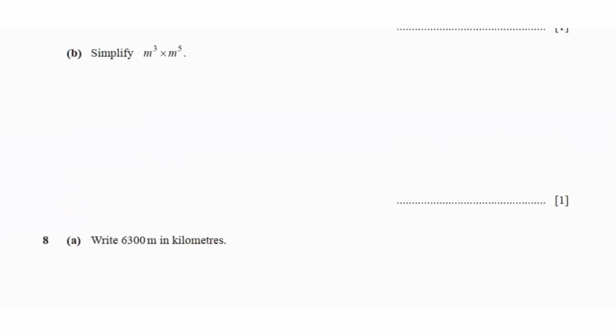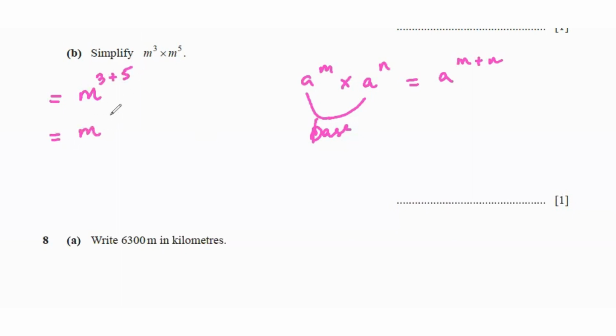Simplify m cubed times m to the power of 5. Now this is also one of the rules of indices. Whenever you have similar bases being multiplied, you will add the powers. Since we have the similar base of m, we write the base as a single base and add the powers. So it's going to be m to the power of 3 plus 5, which is m to the power of 8.